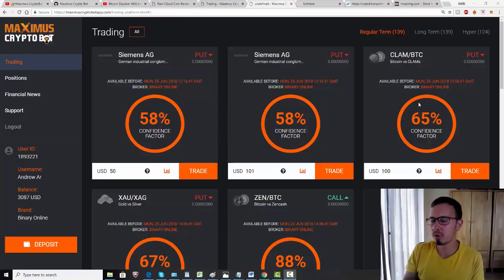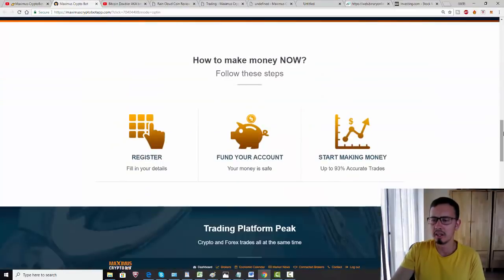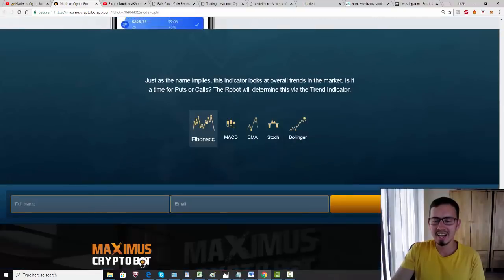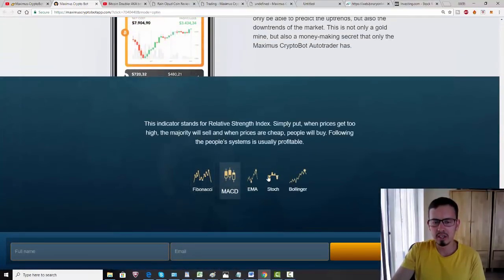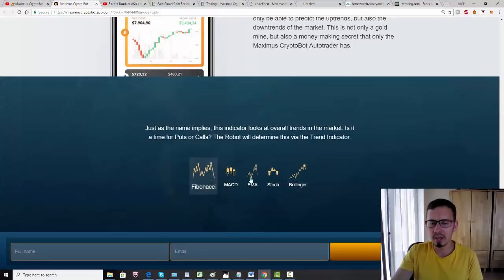But now they have also put an emphasis on Fibonacci in their algorithm. Fibonacci is a really old type of indicator which has been used for ages on forex platforms. When taking a closer look at the Maximus-Cryptobot sign up website, it actually says right here that the software uses these four indicators, but now they also use Fibonacci.